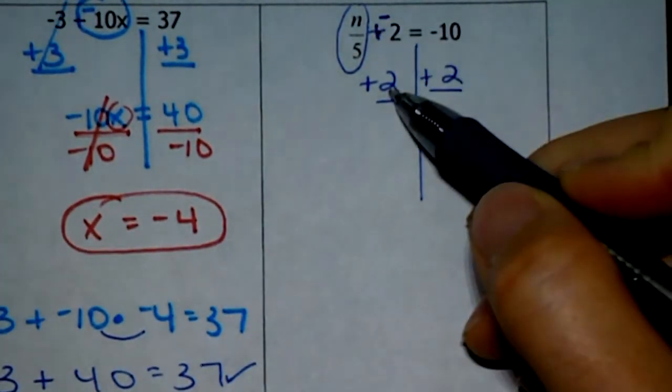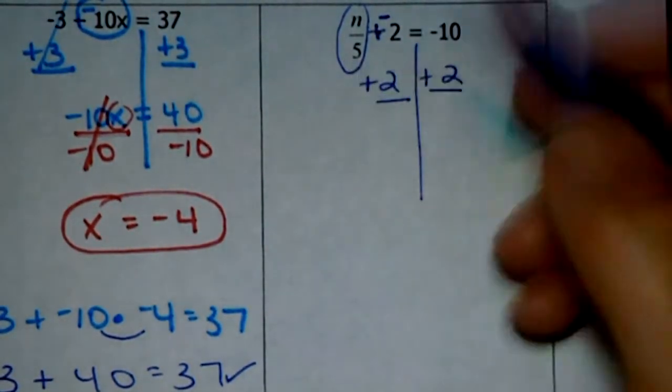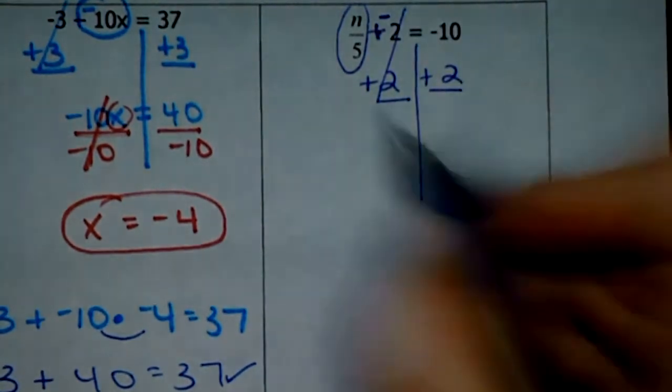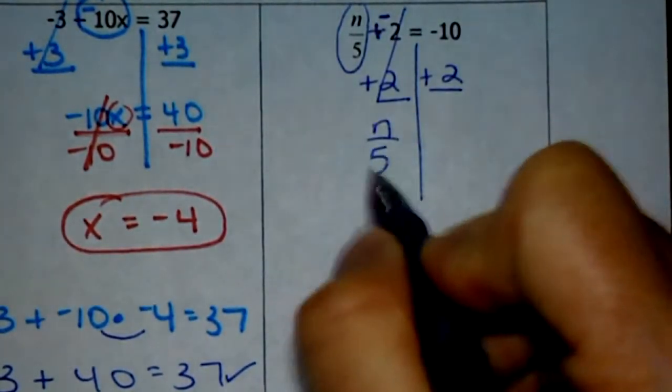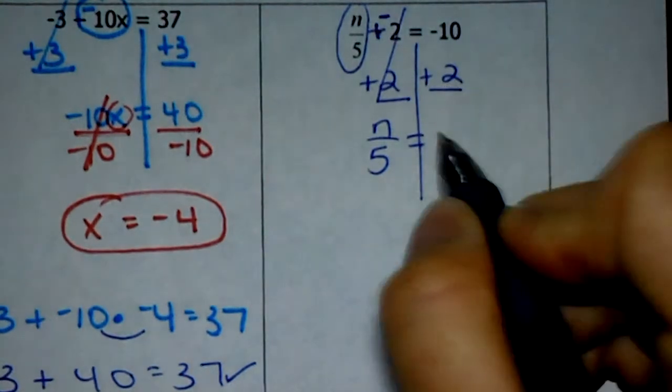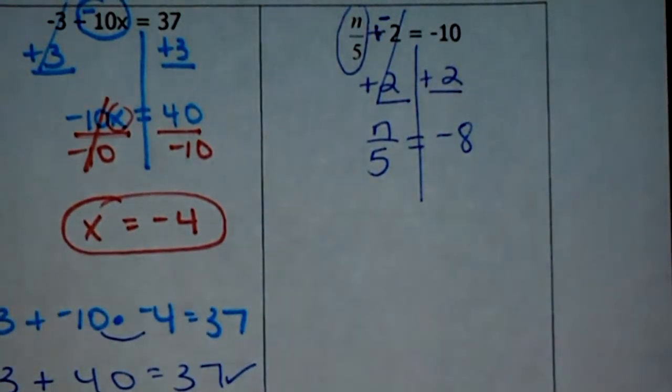Negative 2 plus positive 2, those are like terms. This is not. So those cancel out. They equal 0. And n over 5 is left. Negative 10 plus 2 is a negative 8.